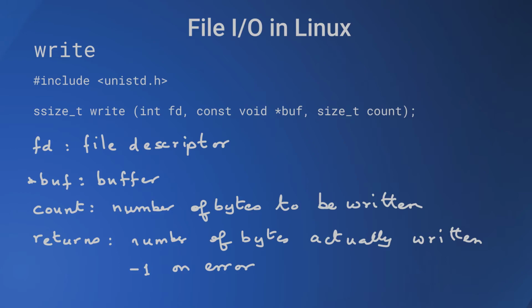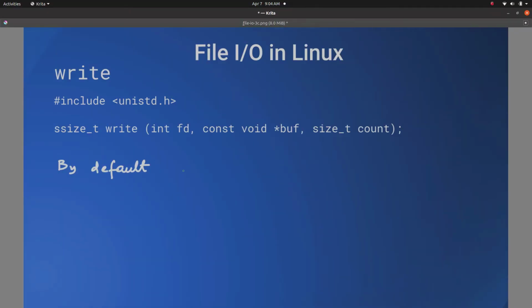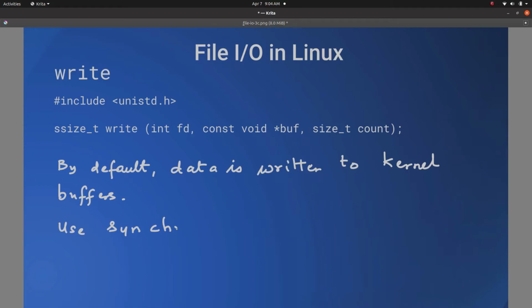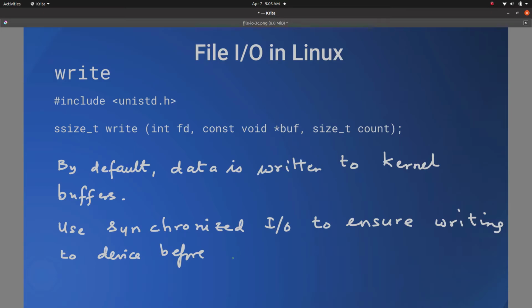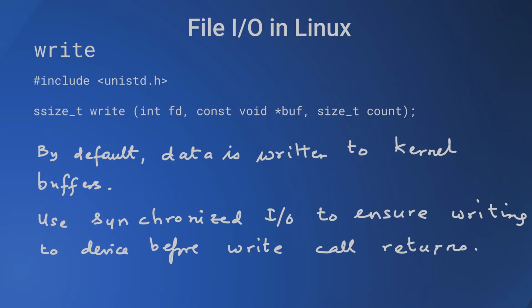The solution for this is to invoke the write system call again to write the remaining bytes, or invoke write in a loop till all bytes are written. In case of error, -1 is returned and errno is set to the error code. The most important point about write is that there is no guarantee that the data has been actually written to the device. It has been written to the kernel buffers, the page cache, and would be written as per kernel algorithms to the device. To make sure the data is actually written, you need to do synchronized I/O as I have said earlier in this video.